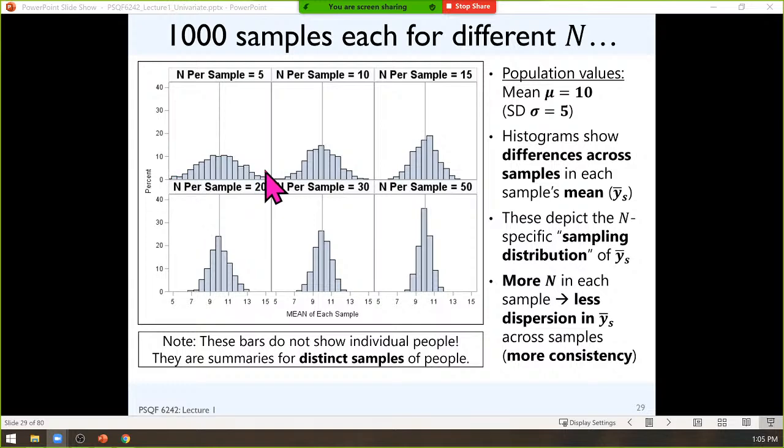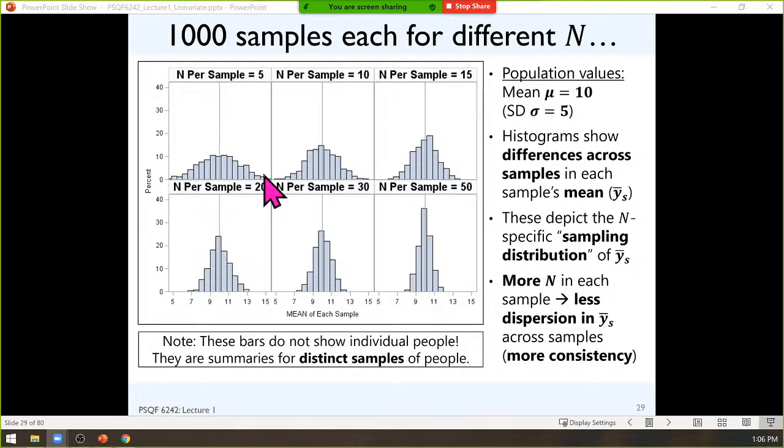This is the distribution of the sample's means. So it's not people, it's means. So the first time I did this, I got a sample mean of 10.9. The second time I did this, I got a sample mean of 9.4. The third time I did this, and so on. So this is what it looks like if I only have 5 people. How well does any one sample recapture that mean of 10 that I know is true in the population?